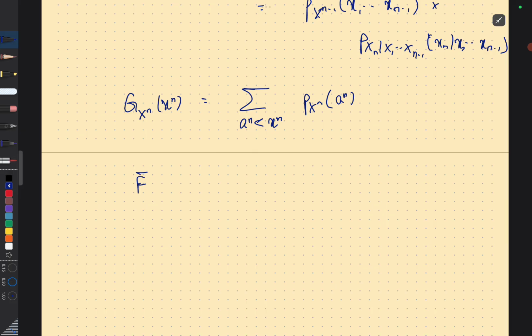So F bar of x^n is g of x^n plus p of x^n divided by 2.